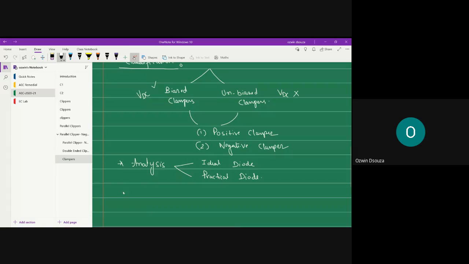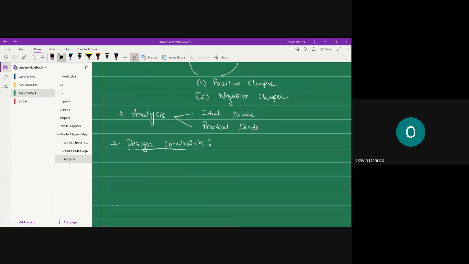First, before jumping into the circuit, let me talk about design constraints. This is very important, because only if you obey the design constraints can you achieve a successful clamper operation. These design constraints are on the basis of the rule of thumb.